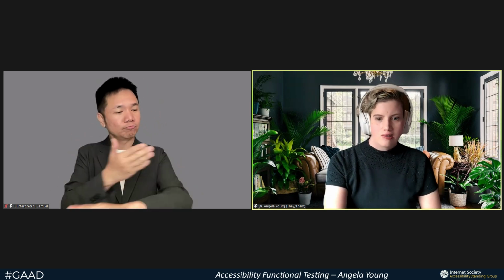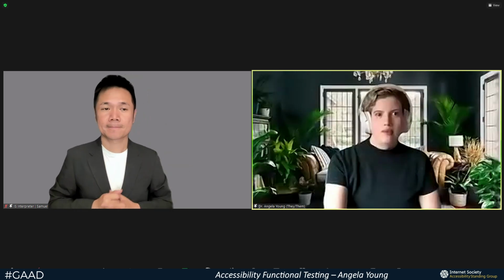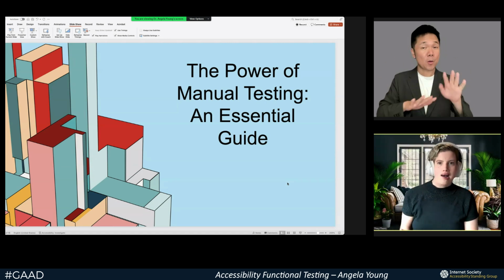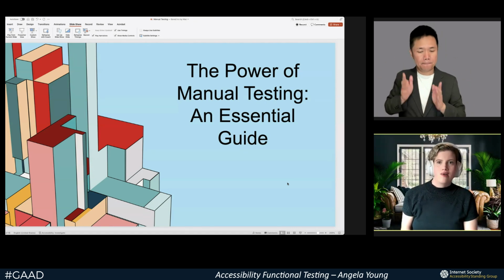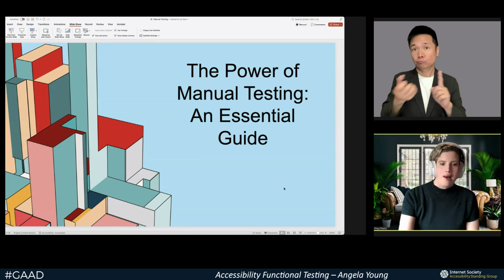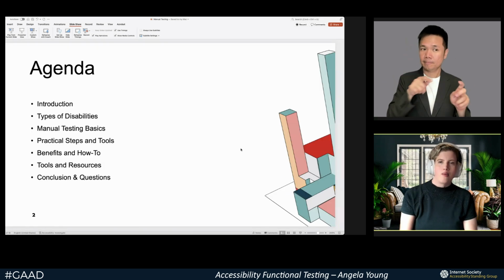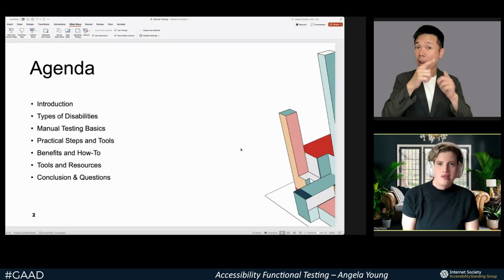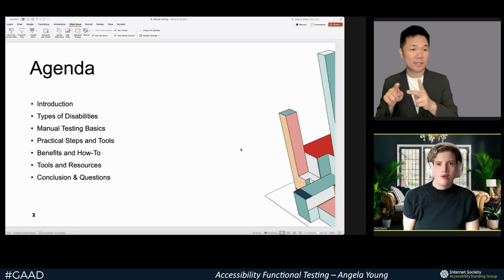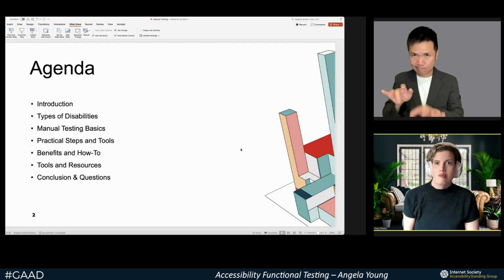So I will share my screen, just a moment. Today we're going to be talking about the power of manual testing and why manual testing is such a vital, critical part of what we do for accessibility. As you heard in the beginning, we can use automated tools for testing, but today we're going to be going through some of the reasons why we would also want to consider manual testing in addition to what automated tools can provide.